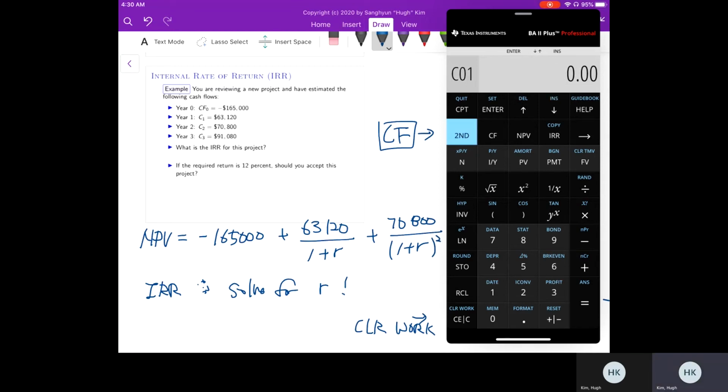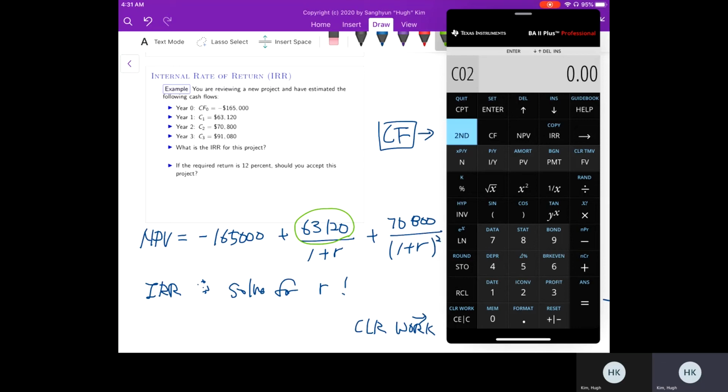Then press down arrow to input the next variable, the cash flow 1. The C1 is 63,120. Press enter to input and press down arrow. Do you see F01? That's the frequency of the cash flow. We have this cash flow only once, so we accept the default setting, which is set to 1. Then we can move on to the next cash flow.